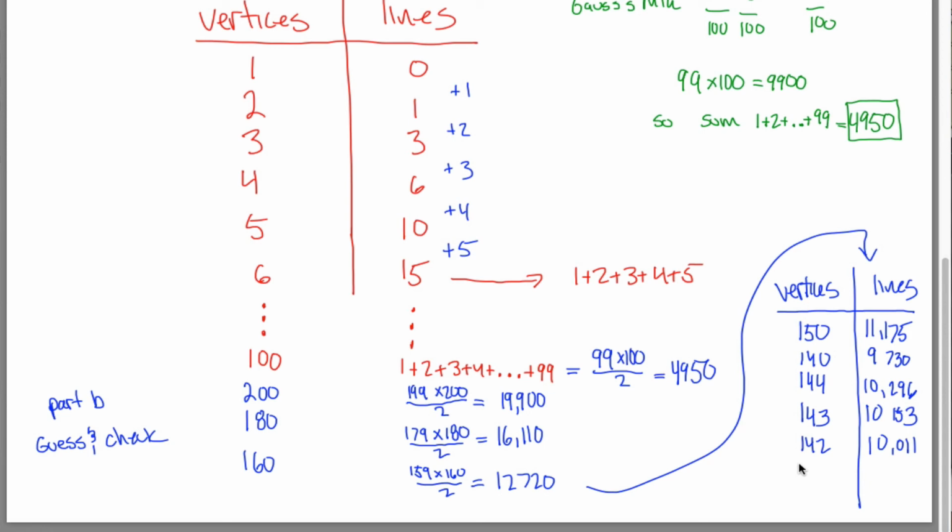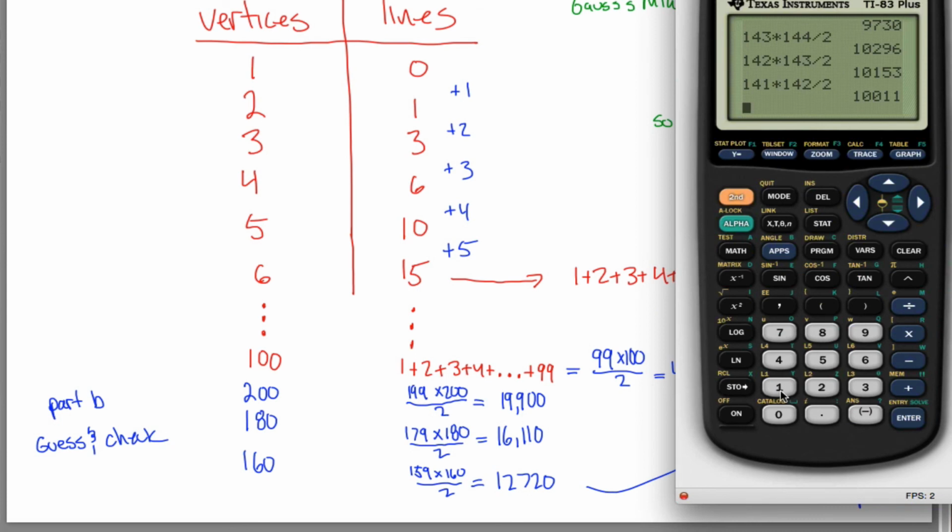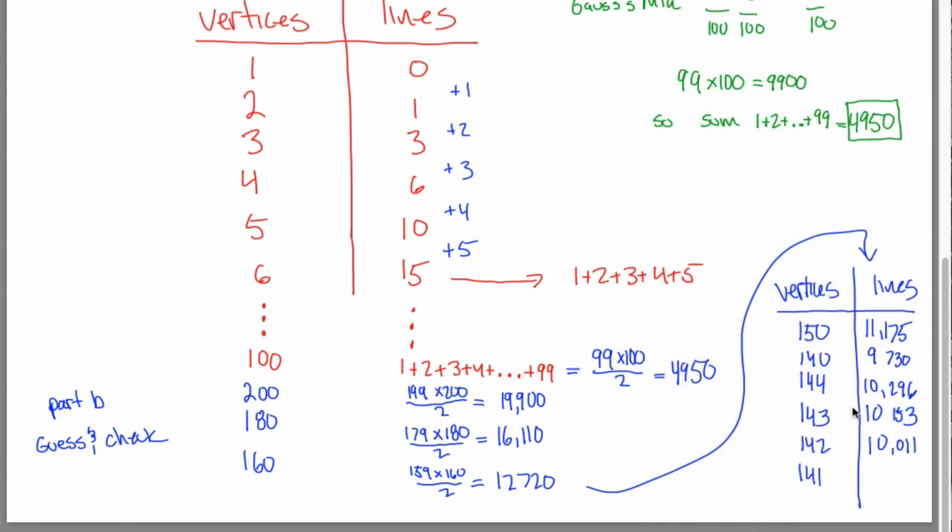So my answer is going to be 141, because that's going to be less than 10,000. I guess I should prove that. 140 times 141 divided by 2, and I get 9,870. So I only have 10,000 lines. I can't draw 142 vertices. This is the most vertices for 10,000 line segments. Whew, all right.